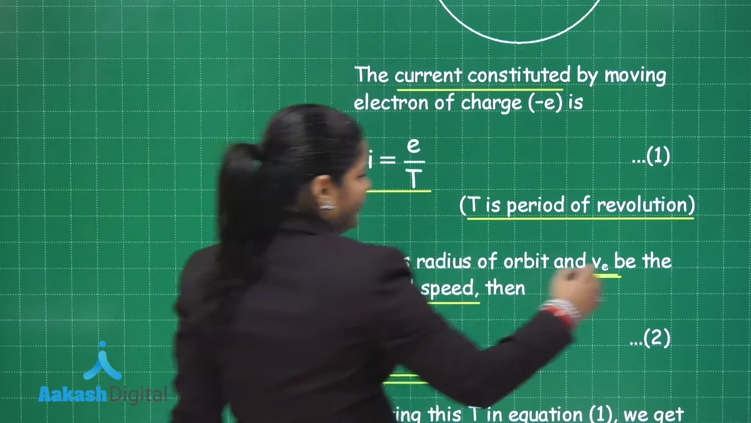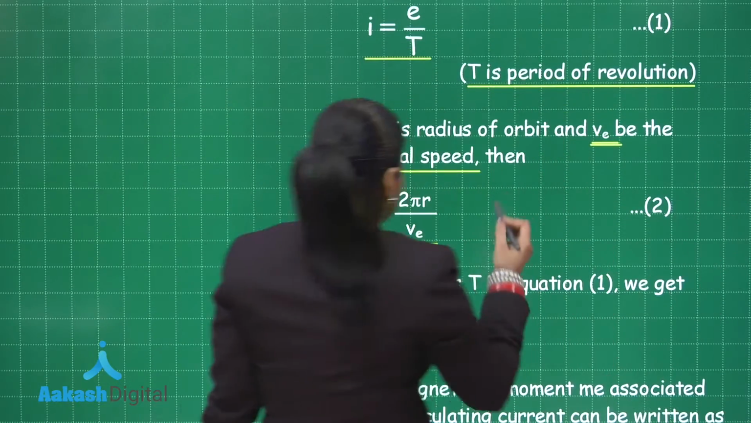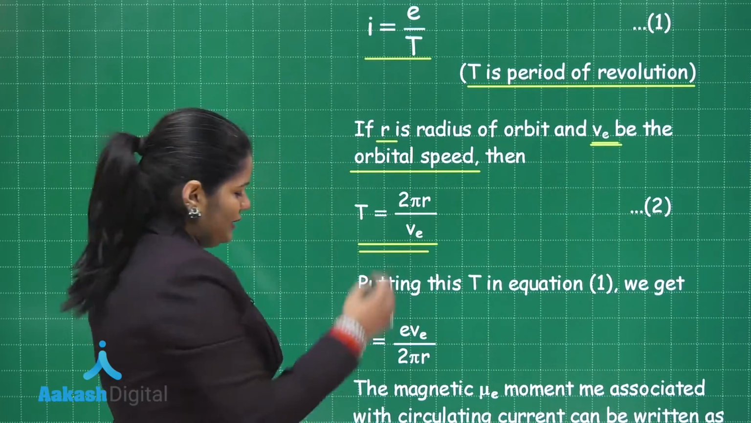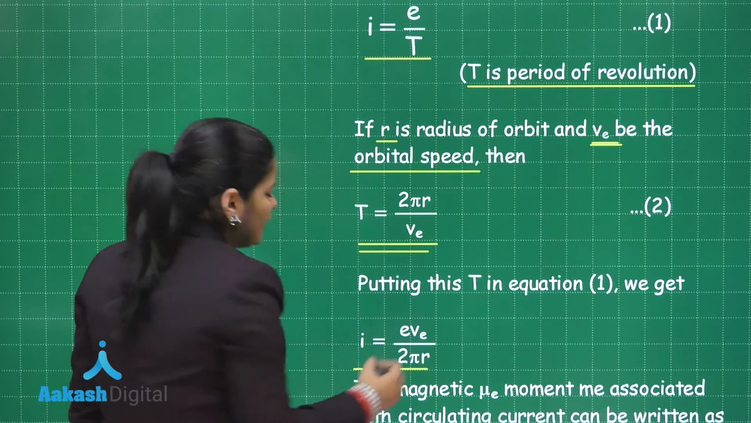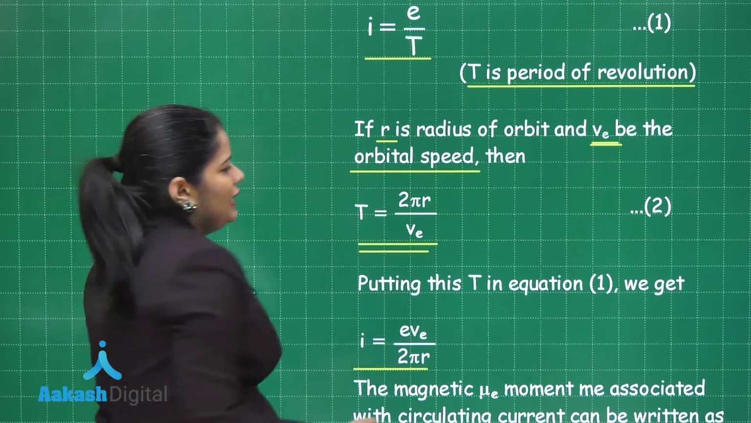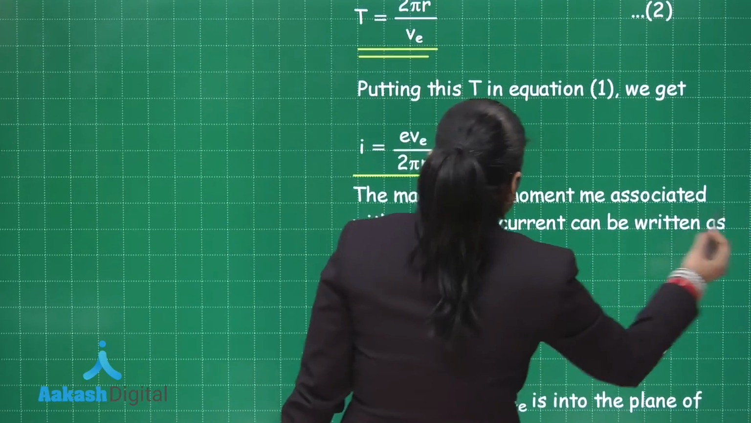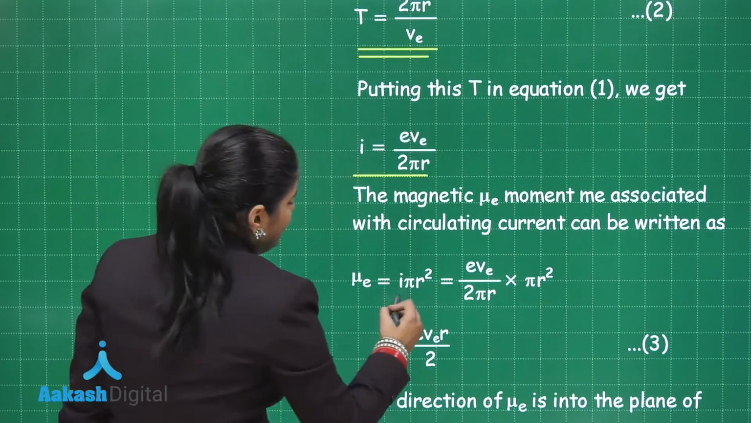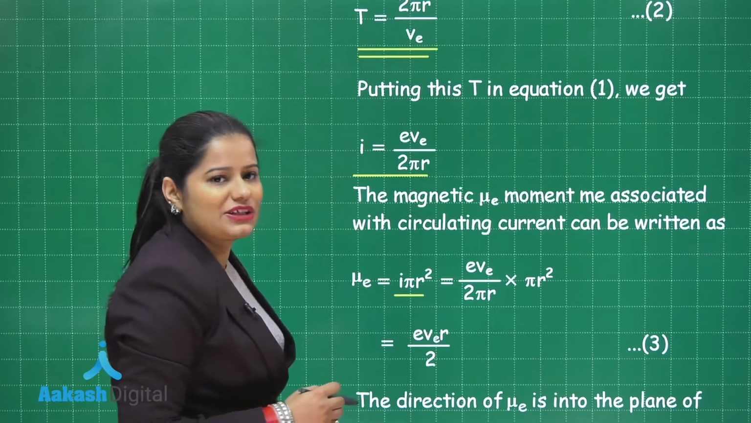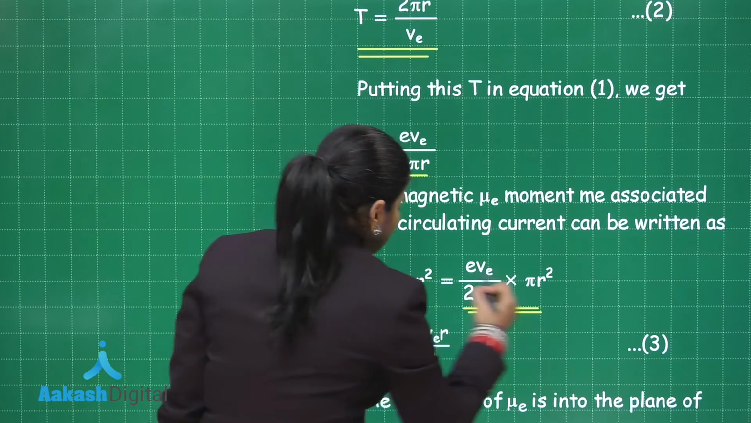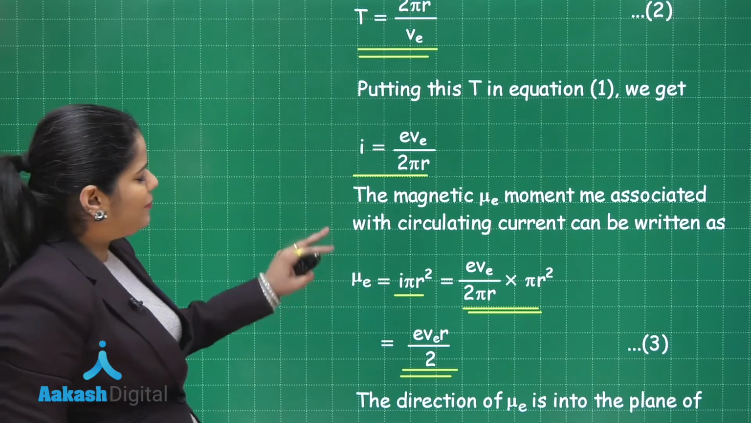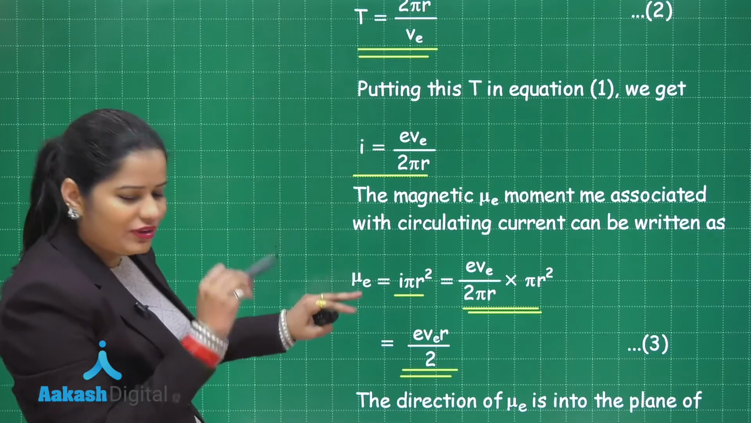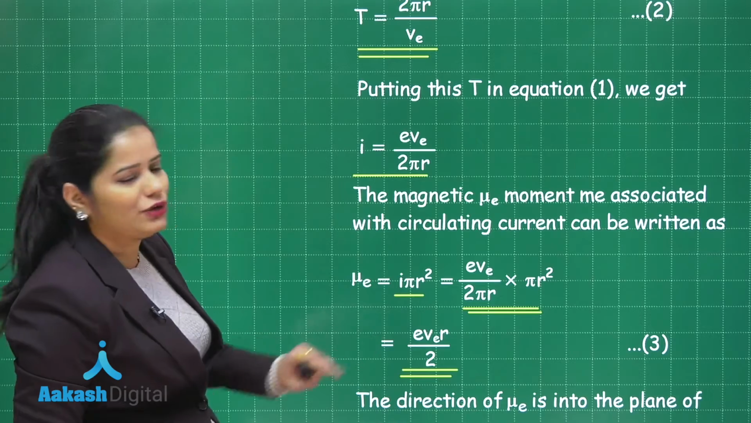Now if we substitute the value of this time in the first equation that we have written, the current will come out to be this. Now what is the magnetic moment? That is current into area, so I into pi r square. When you substitute the values, you can easily get this mu_e, that is the magnetic moment of this revolving electron, as e v_e r by 2.